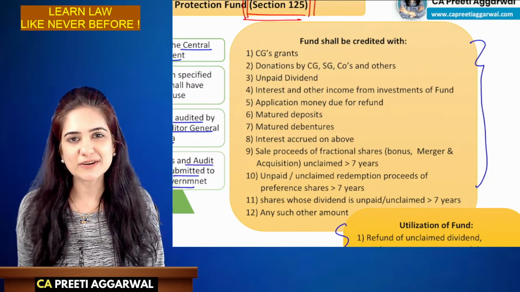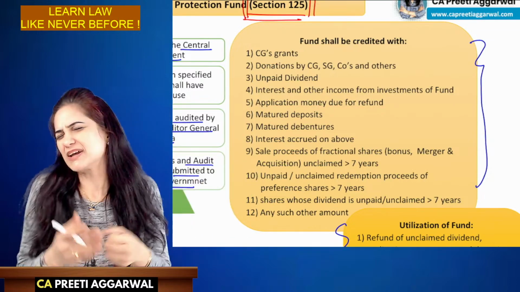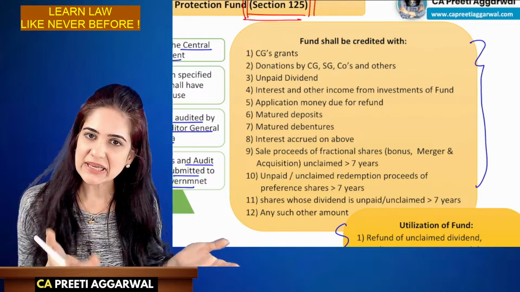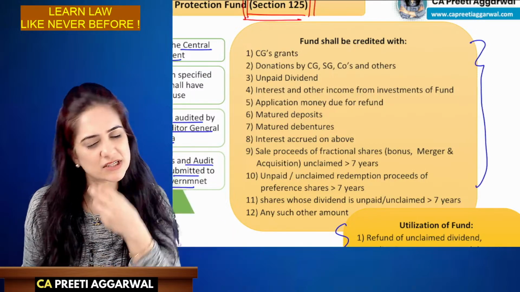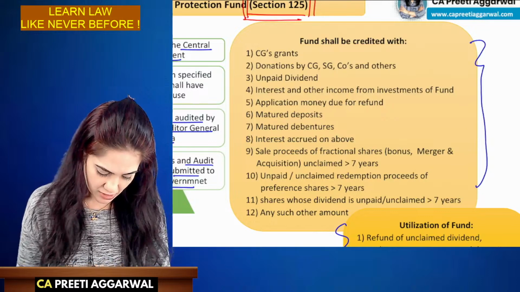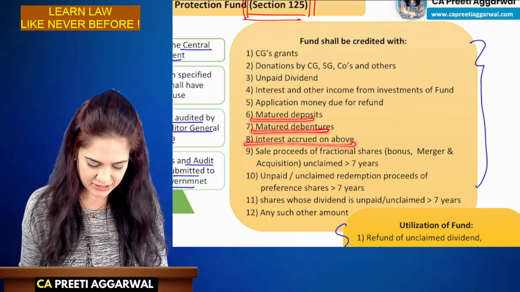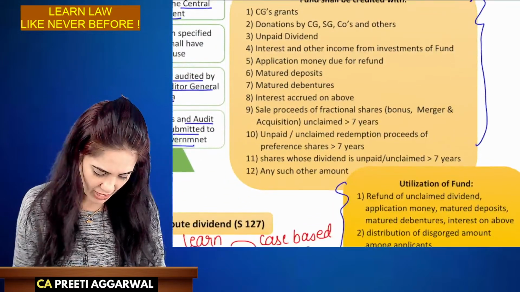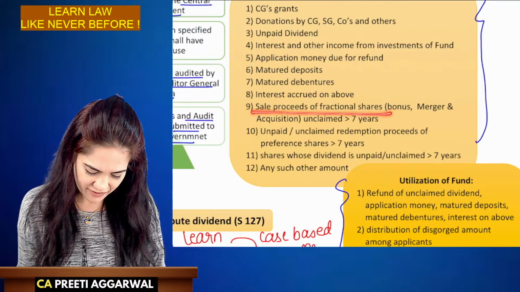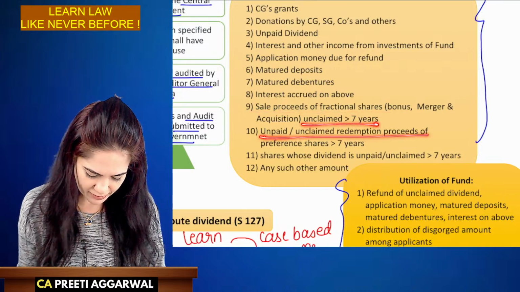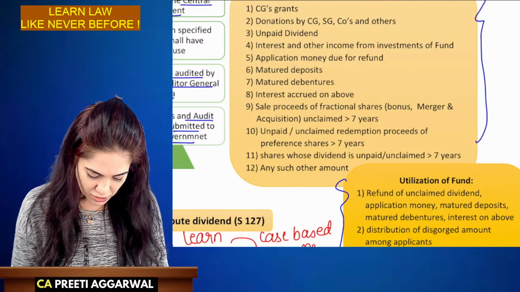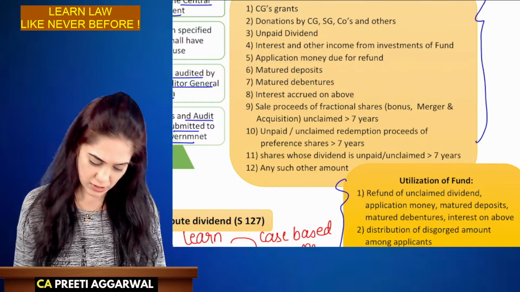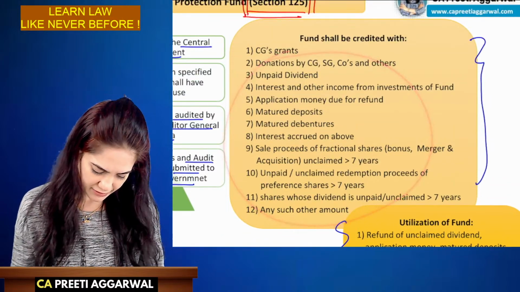Application money due for refund. Now, I received application, but that was not sufficient. My minimum subscription was not met and money is still with the company. After 7 years, it will be transferred to IEPF. Matured deposits, debentures, interest that people have not claimed, credit over here after 7 years, and interest. Sale proceeds from fractional shares unclaimed for 7 or more years, unpaid dividend, unclaimed dividend, shares whose dividend is unpaid or unclaimed for 7 years, any other amount. So all this will be credited.